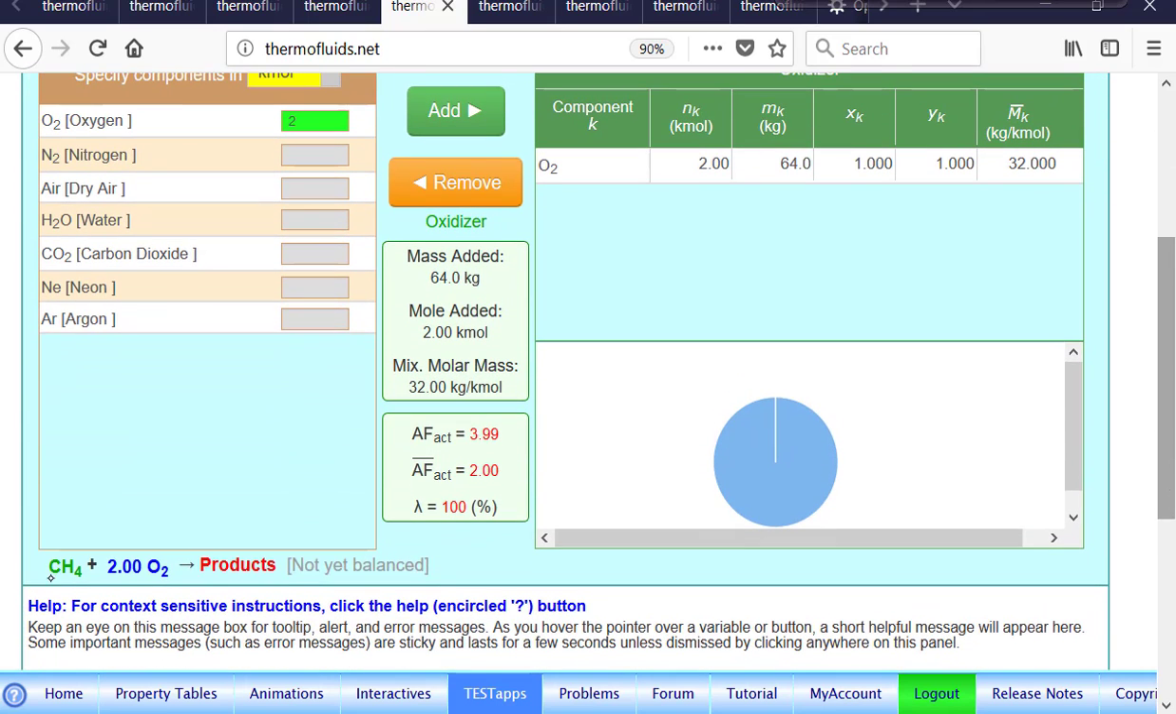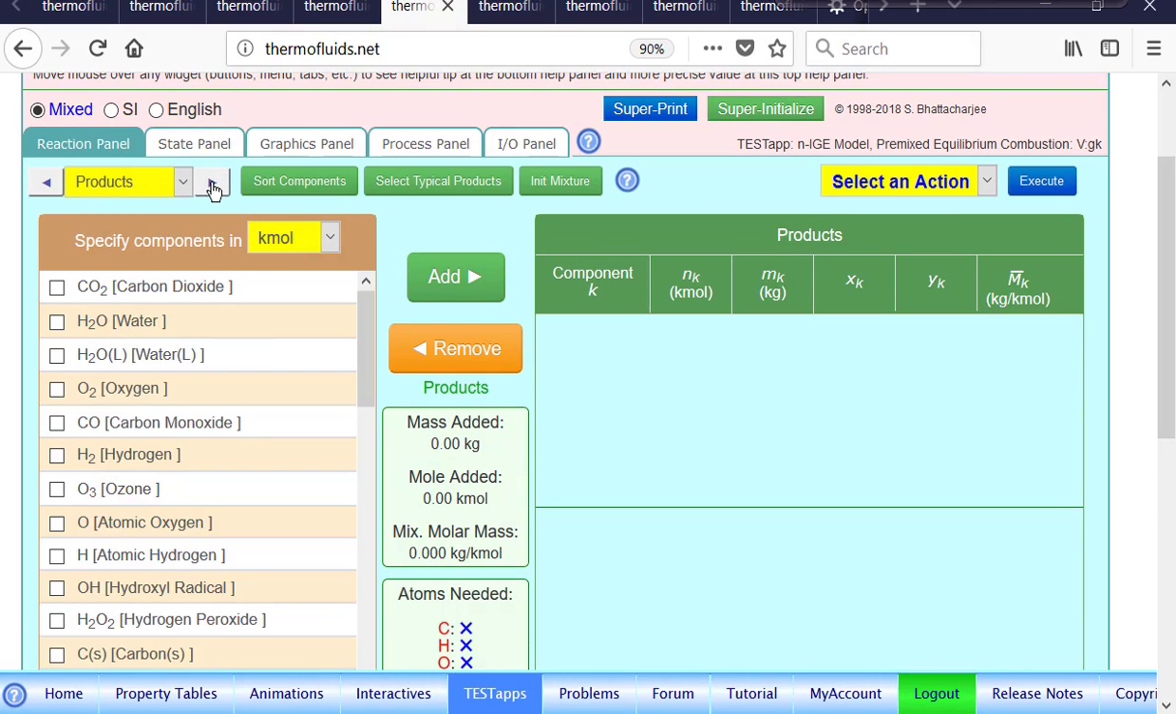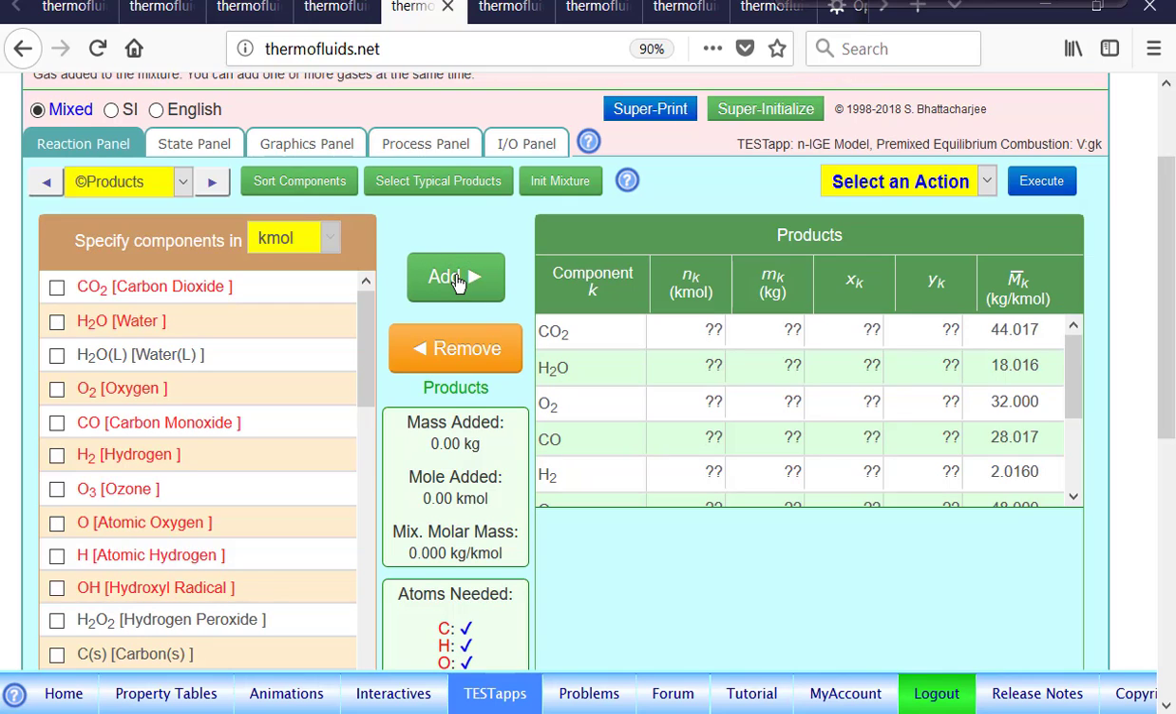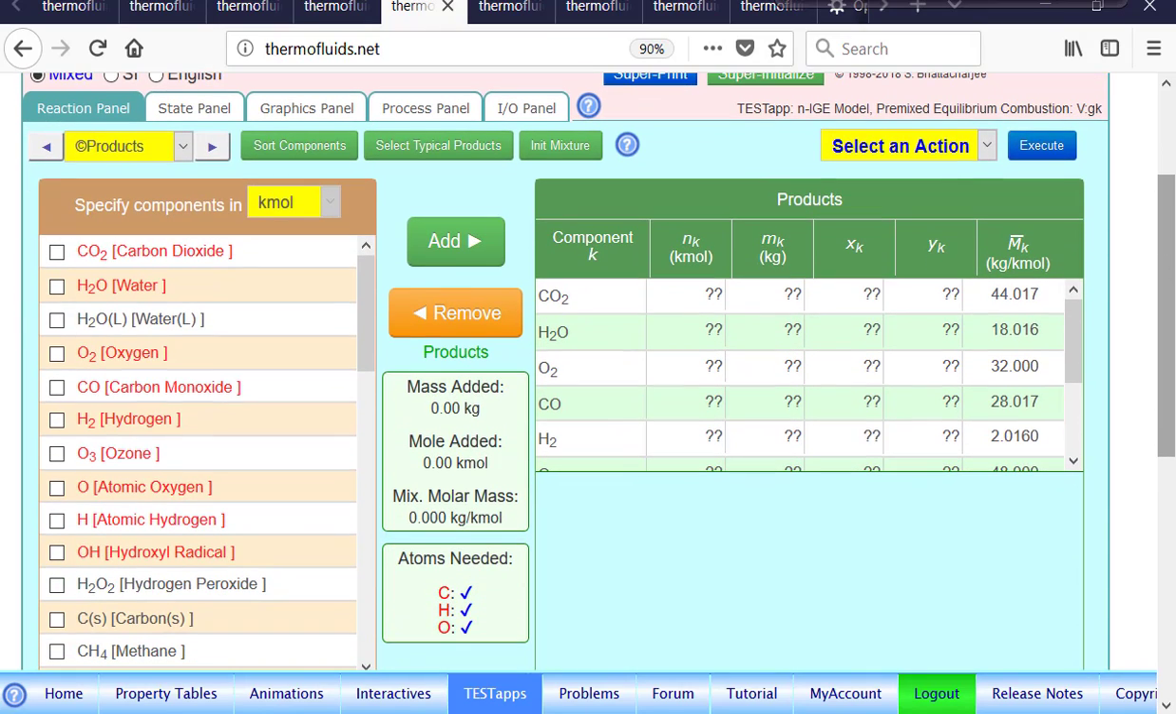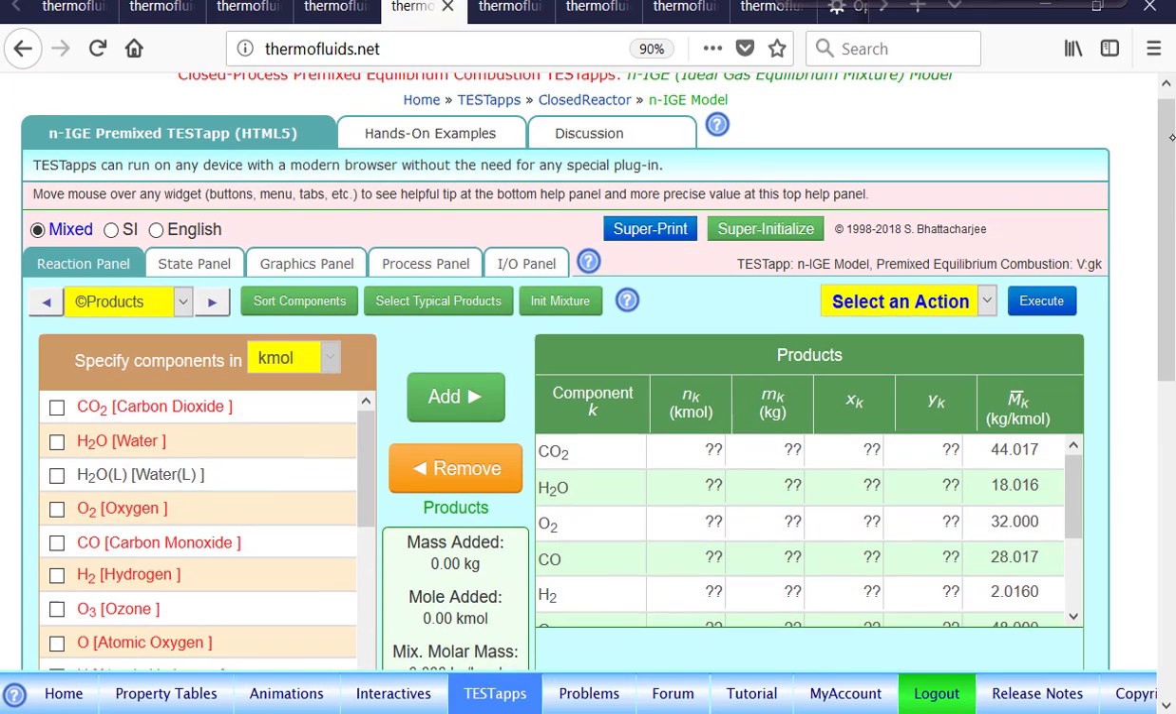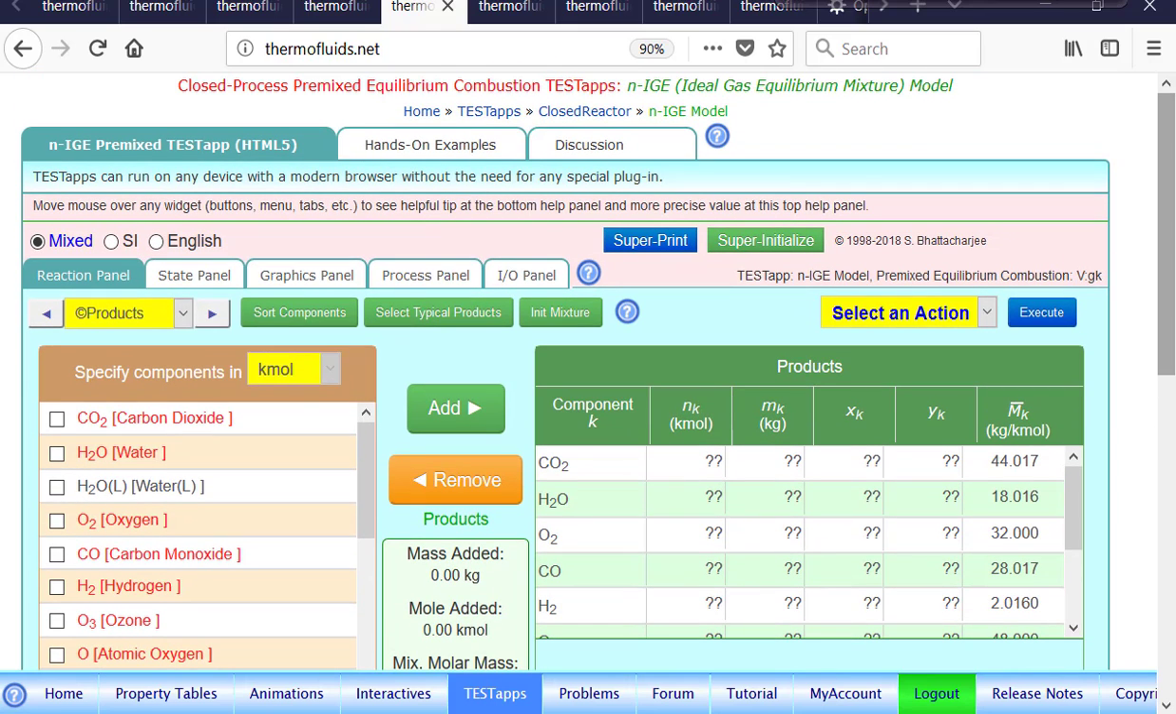If you go down, methane and pure oxygen producing products, but we have to go and assign what products we want. You can add them all, or you can click the select typical products button that selects typical products that are found in a chemical equilibrium situation. Okay, so as you can see, the composition is not known. We just picked a bunch of products. In NASA equilibrium code, for instance, you can choose thousands of products, but for energetic purposes, you don't need thousands of products. Many products are really minute.